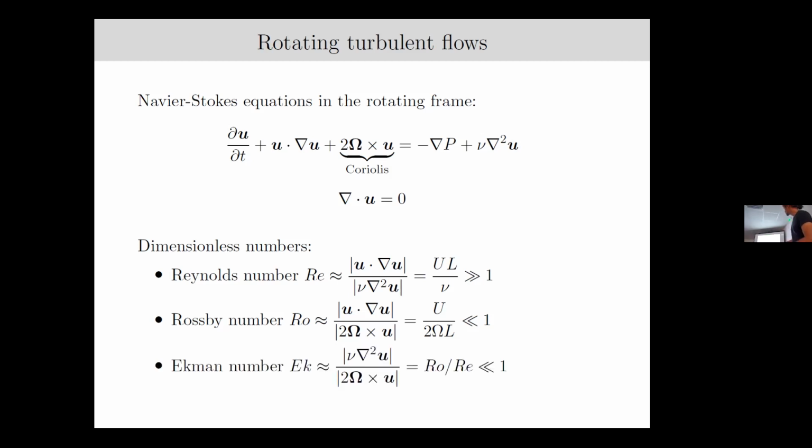And yes, well, you can also build another parameter, which is the ratio of the two. It's not independent, it's just another way of viewing it. This parameter is, of course, very small because it's a ratio of viscosity to rotation. So if this is large and this is small, this is even smaller.